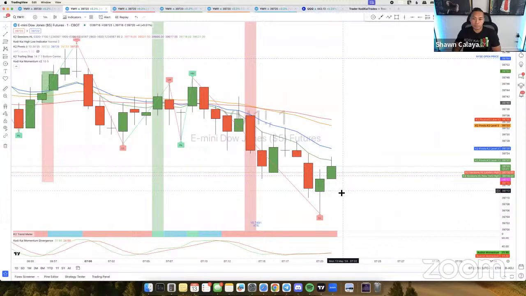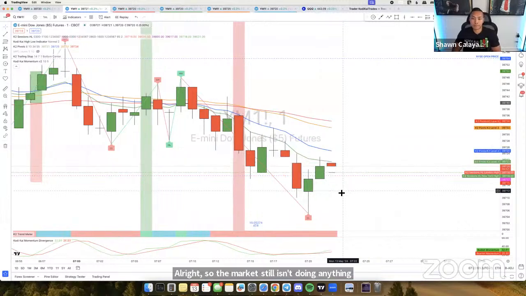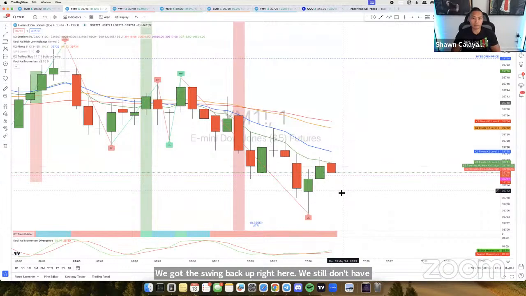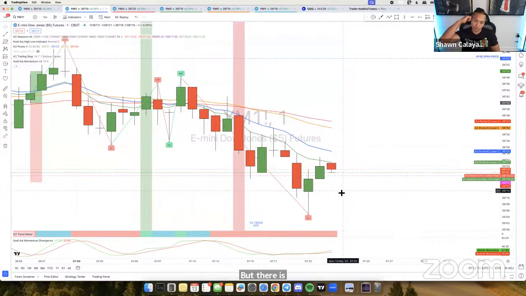All right, so the market still isn't doing anything. We got the swing back up right here. We still don't have the divergence to the downside. I mean, the divergence can still come up for a sell, but yeah, there's just nothing going on here.